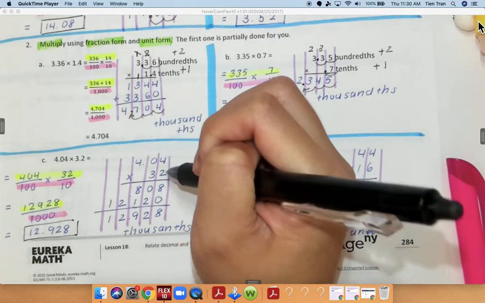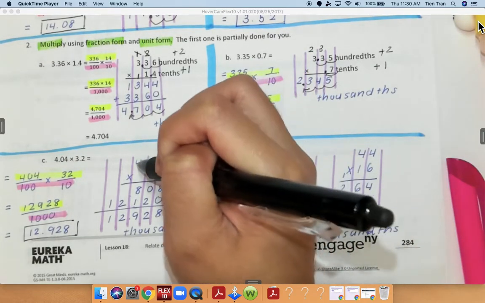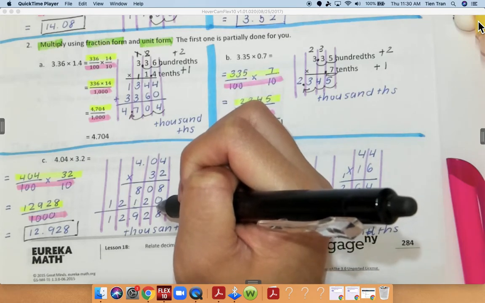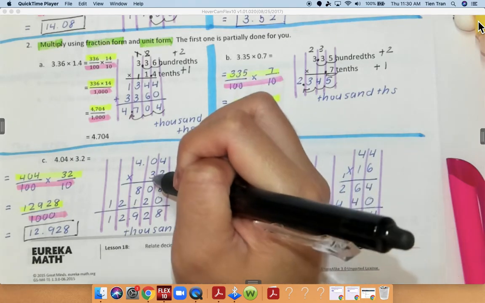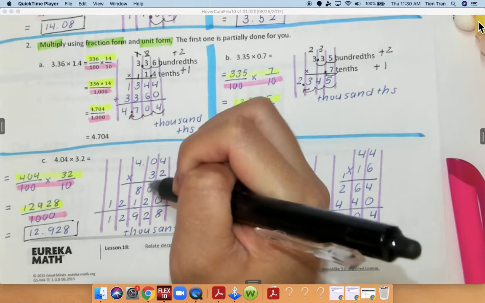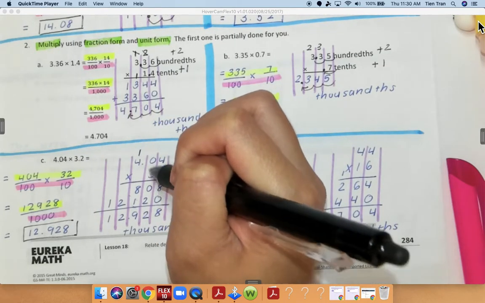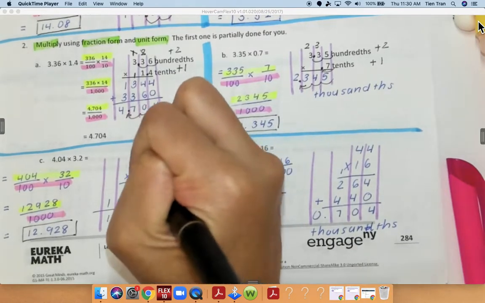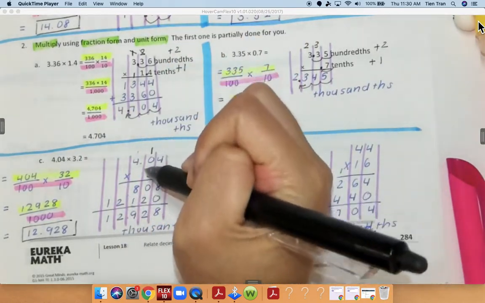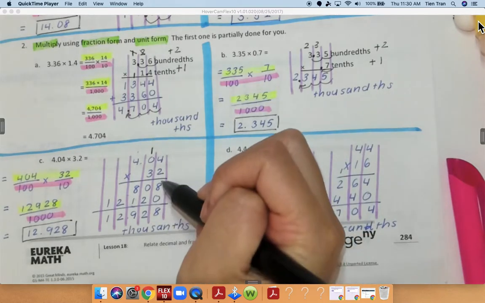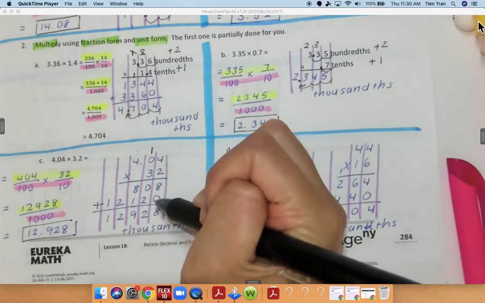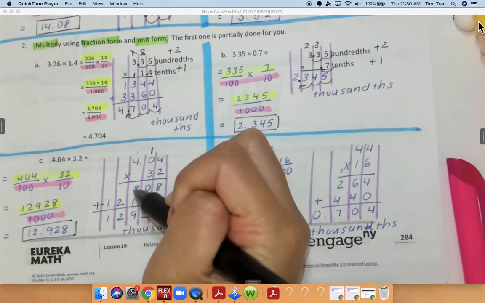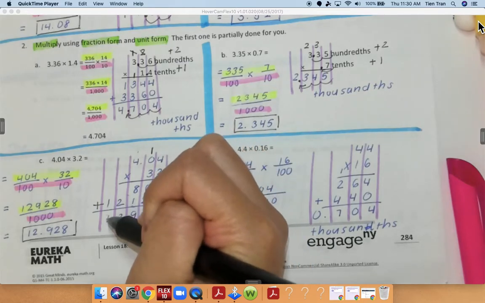4 times 2 is 8, 2 times 0 is 0, 2 times 4 is 8. Bring down your 0 because you're multiplying in your tens place. 3 times 4 is 12, carry the 1. 3 times 0 is 0, plus 1 is 1, don't forget that 1. 3 times 4 is 12. Adding everything together, I have 8 plus 0 is 8, 2 plus 0 is 2, 8 plus 1 is 9, bring down your 2, bring down your 1.